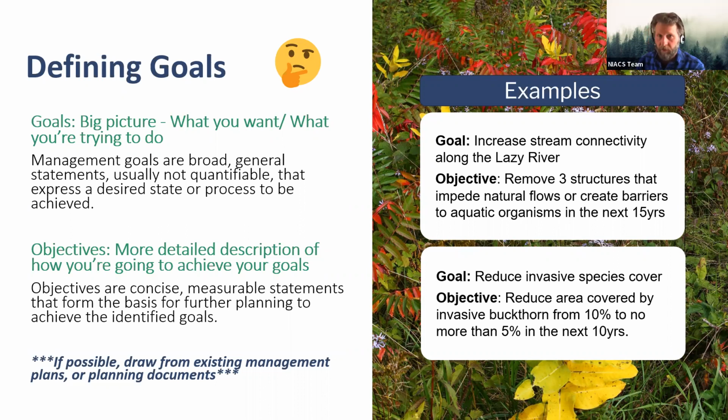And so the objective then gets to putting some numbers on that, reducing the area covered by buckthorn from 10% to no more than 5% in 10 years. Those are really good descriptions of objectives that relate to those particular goals. And if you can, draw those goals and objectives from existing management plans, work from what you already have. You don't need to reinvent the wheel to do this.